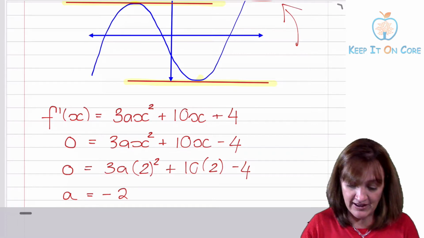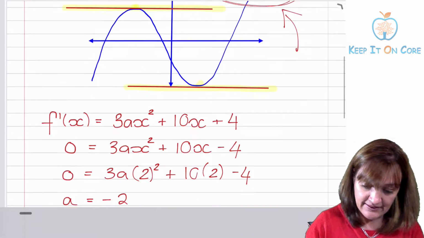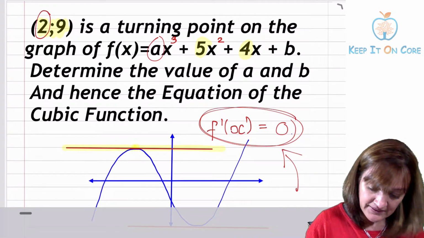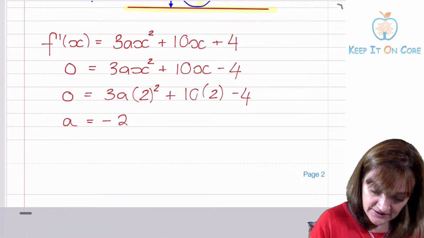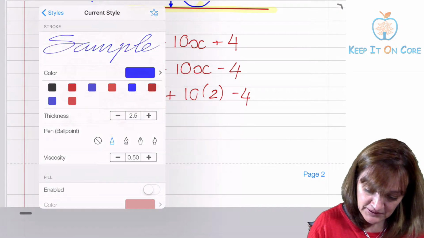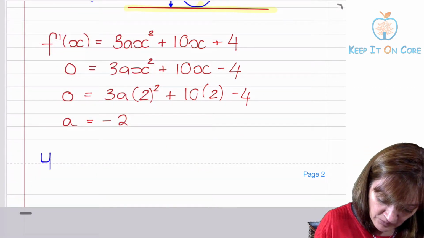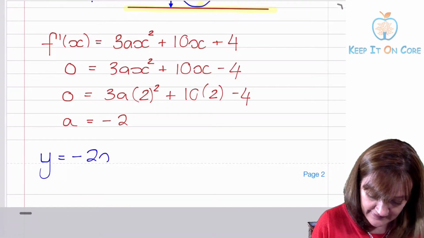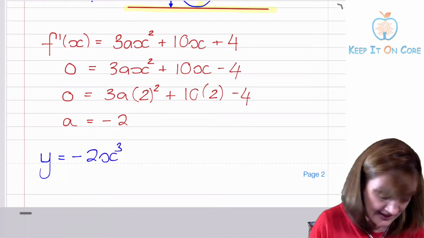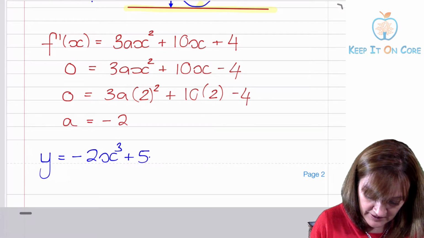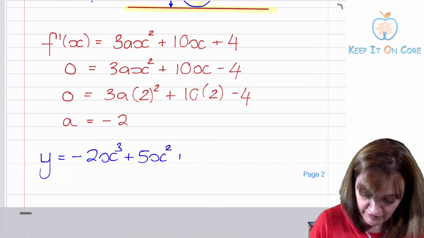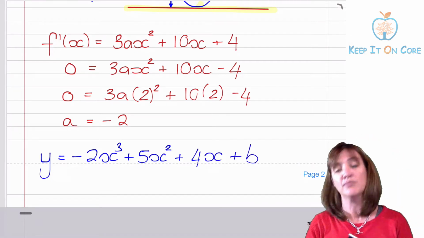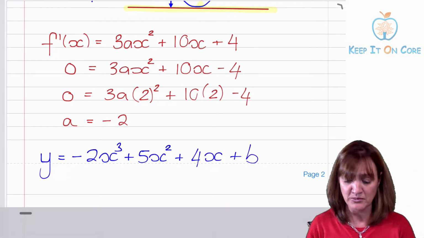Now that I've got the a value, we can substitute that a value back in there. Let's change our pen color, let's make it blue. So we've got y is equal to, instead of a, negative 2x cubed. Then they gave me the 5x squared part. They gave me the 4x part, and then we've still got this b to solve for.